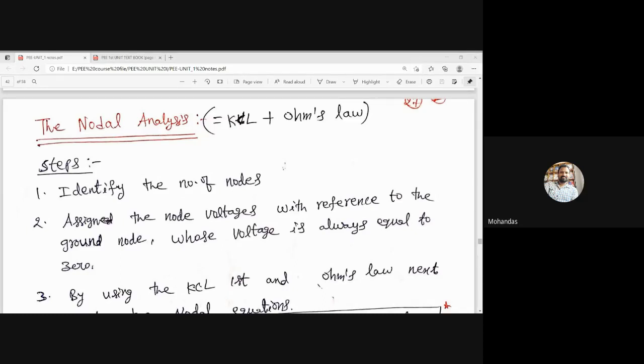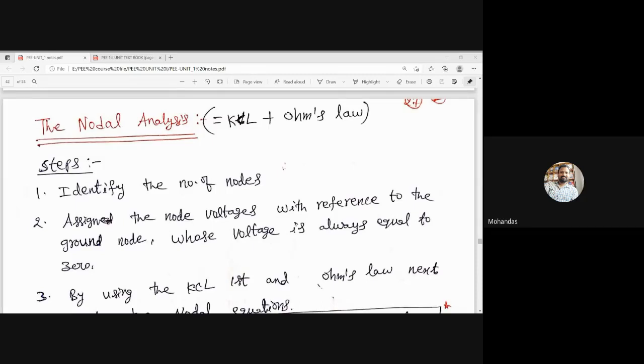Please, all of you write these points in your notebook. Nodal analysis. In brackets, write nodal analysis: KCL plus Ohm's law.